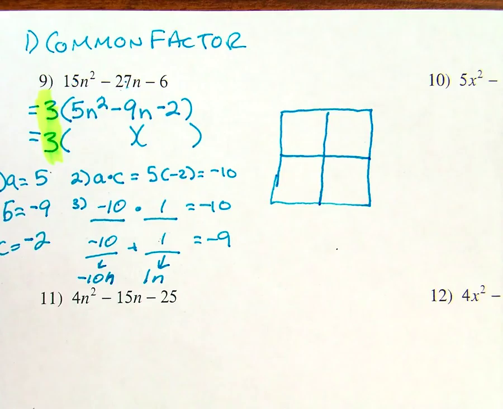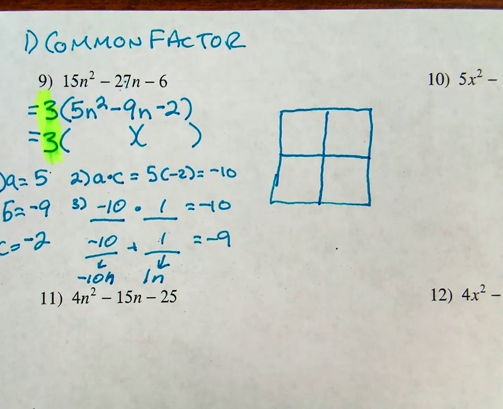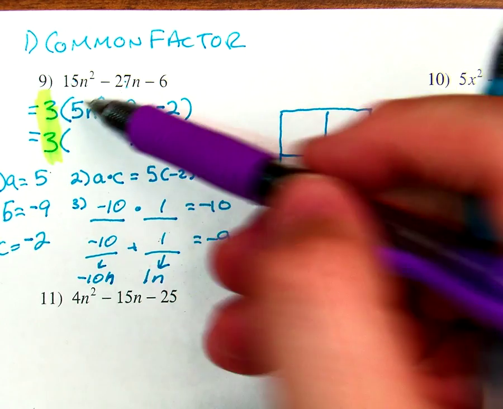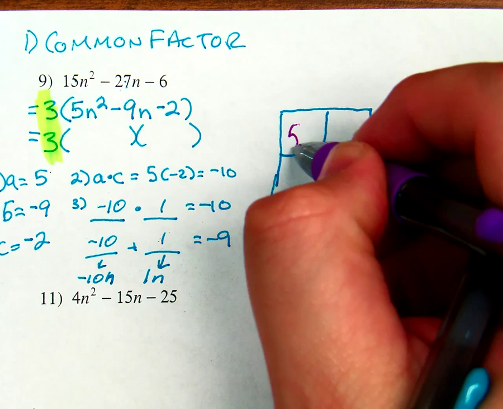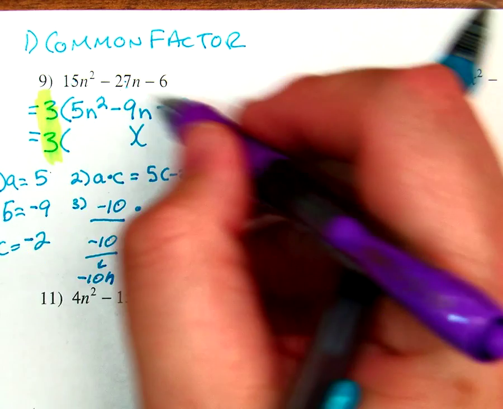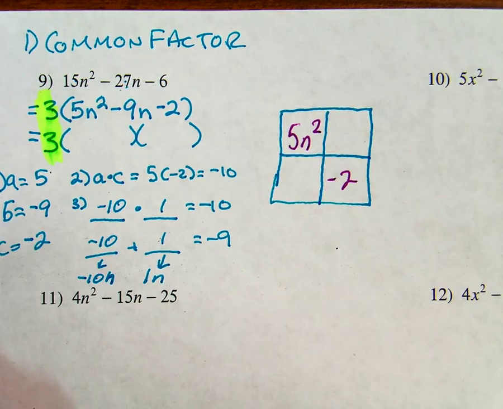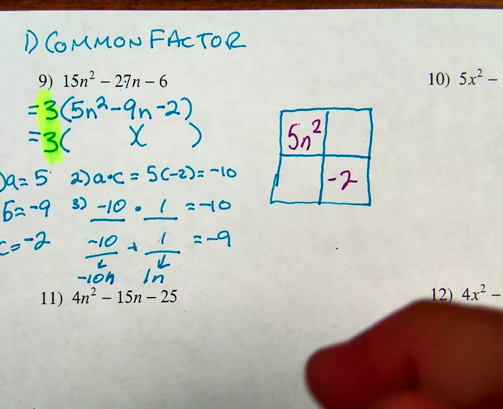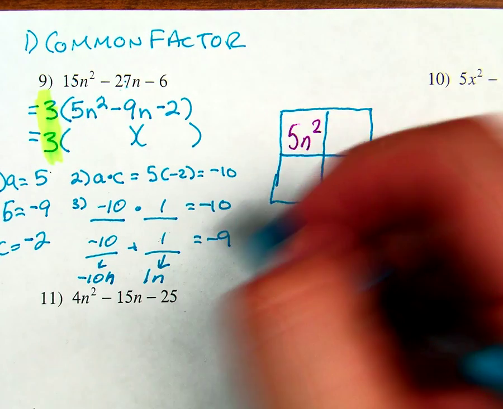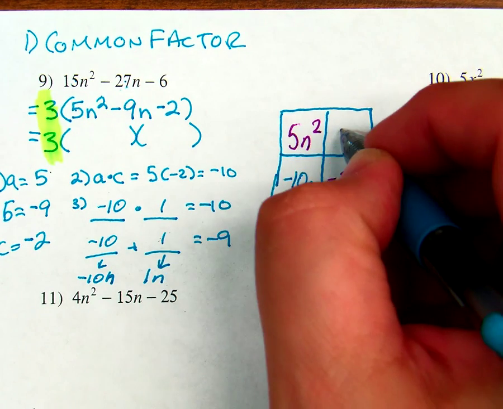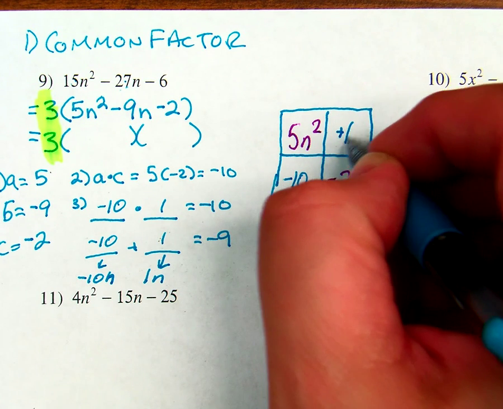Yeah. All right. First term. Am I going to use the 15 or the 5n squared? 5n squared. Because we're factoring the stuff here. And the last term is a negative 2. The 2 terms in the middle, negative 10n, and I'm going to put positive 1n.